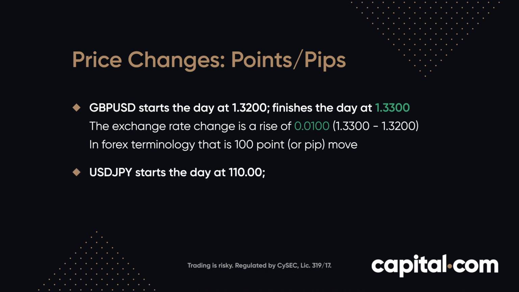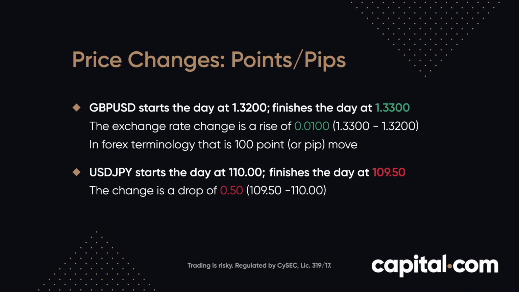Dollar yen starts the day at 110. So $1 buys you 110 Japanese yen, and it finishes the day at 109.50. So the dollar has dropped against the yen. The change in this example from 110 to 109.50 is 0.50. But again, in currency trading terminology, we call that a 50-point or 50 pip move, because dollar yen is quoted to 2 decimal places, so 0.50 is referred to as a 50-point move.